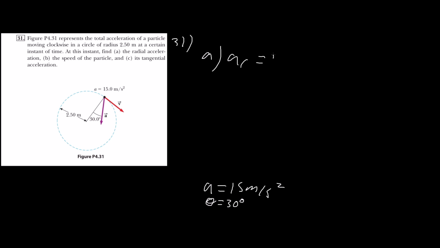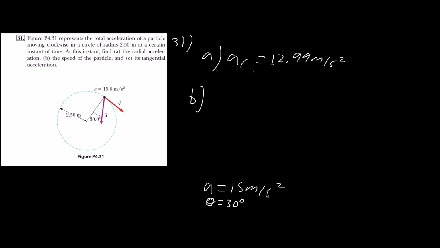So the magnitude of a radial is going to be 12.99 meters per second squared. That's the a radial component. So let's do part B. Let's see what random questions they ask. The speed of the particle.